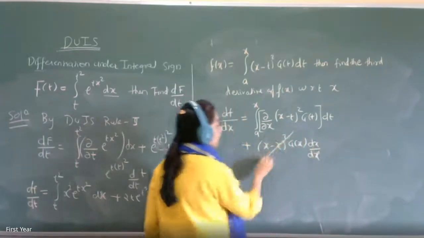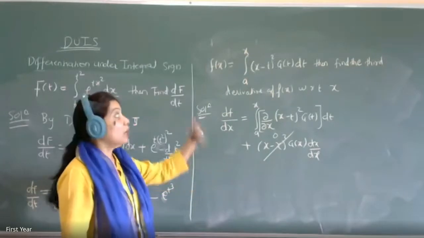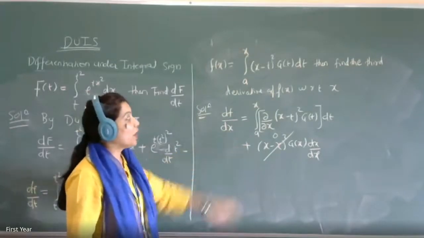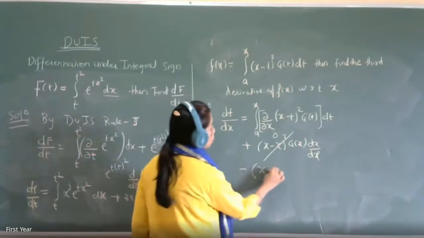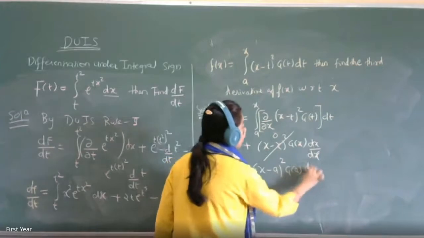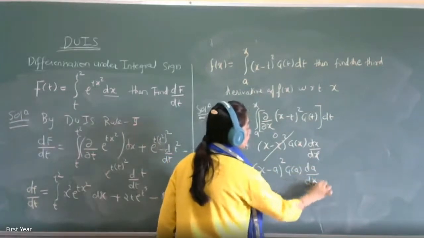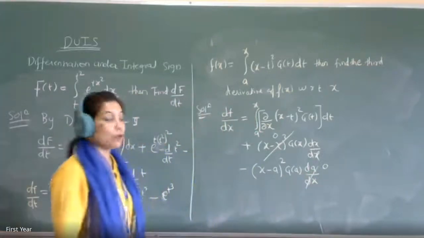So don't write anything lightly. This is 0. This is the first time I'm doing it, so I'm telling you. When you practice more, there is no need to write this also. Minus the lower limit. What is the lower limit? A, a fixed constant. So (x minus a) the whole square, g of a, into the derivative of a with respect to x. That is also 0, because the derivative of any constant with respect to any variable is 0.